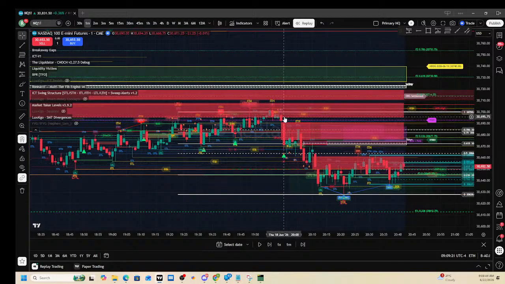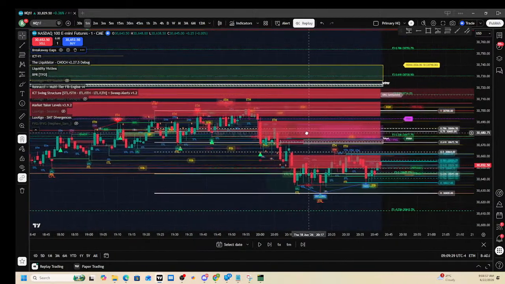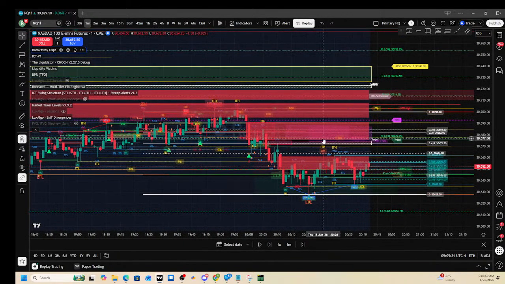Rejection at the breakaway gap, which could have given you a decent move, but where would this have been? This rejection is not quite, oh, actually, yeah, not quite at equilibrium. Okay. Interesting. All right, and that's Thursday.